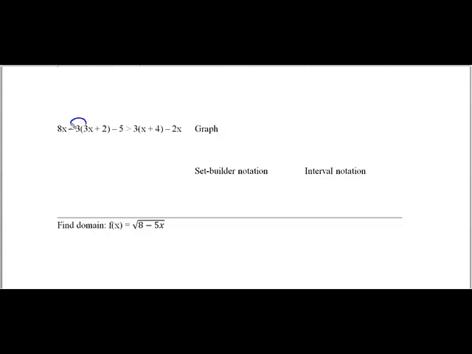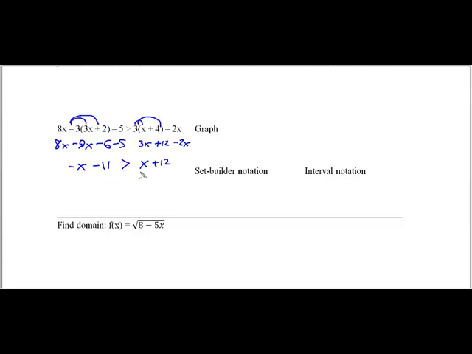I'm going to distribute this, which is going to give me 8x minus 9x minus 6 minus 5. I'm going to keep working on this left-hand side until I get this simplified down. Negative x, because 8 minus 9 is negative 1x, minus 11. On the right-hand side, distribute the 3. This is going to be 3x plus 12 minus 2x. 3x minus 2x is just an x, and then we're going to have our plus 12. And we'll take a greater than symbol.